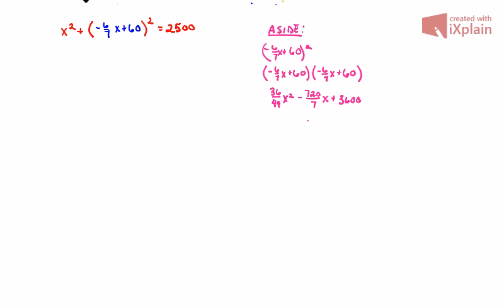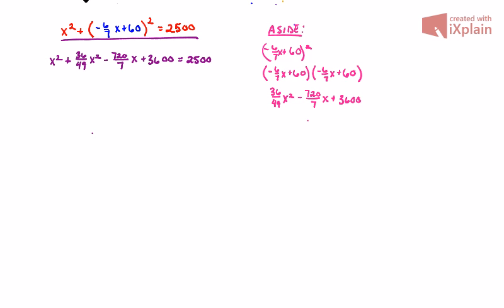Now that that's all done, I'm going to rewrite this expression here. This ends up being x squared plus, and I'm just going to substitute this back in now. This is 36/49 times x squared minus 720/7 times x plus 3600 is equal to 2500. So again, I just did a substitution here.